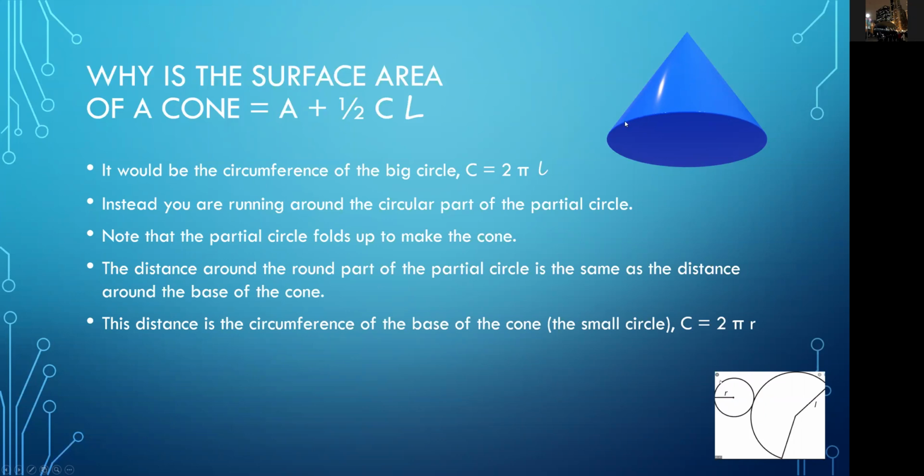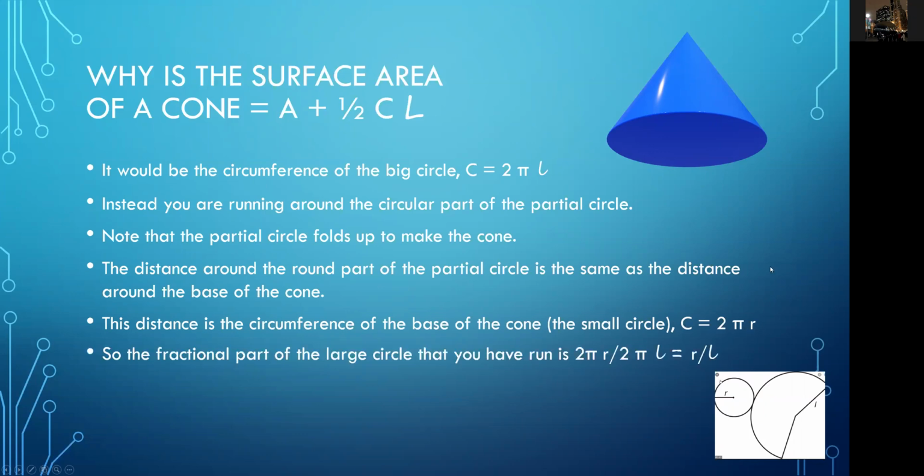And the distance around the base of the cone is the circumference of the small circle, which we know is 2 pi r. So the fractional part of the large circle that you've run would be 2 pi r over 2 pi L. And the 2's will cancel and the pi's will cancel to reduce this fraction down to just r over L. That's the fractional part of the circle.